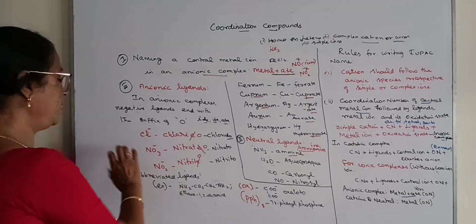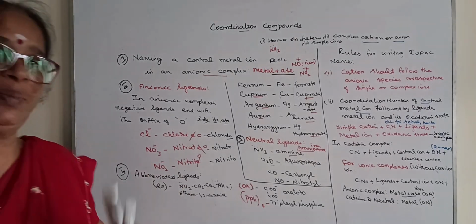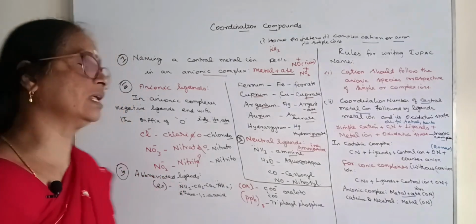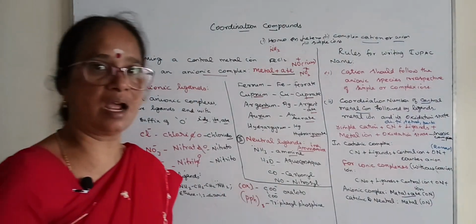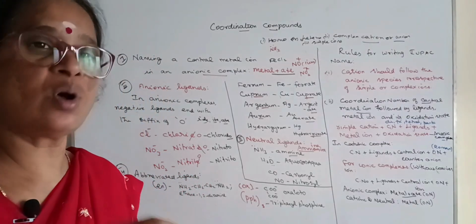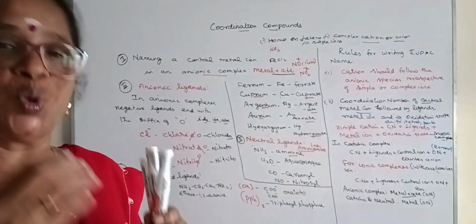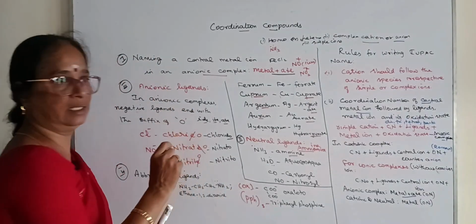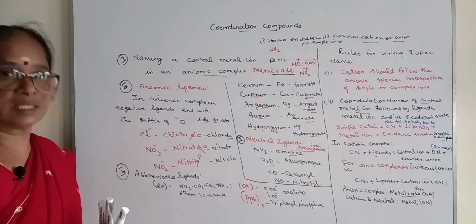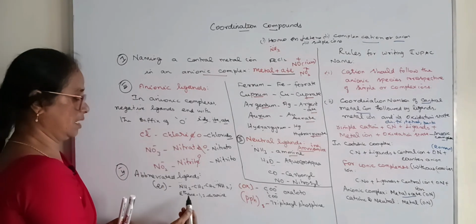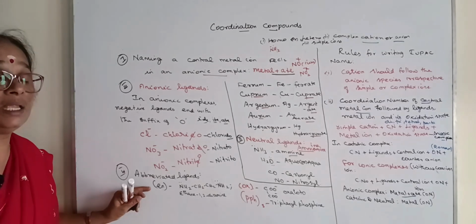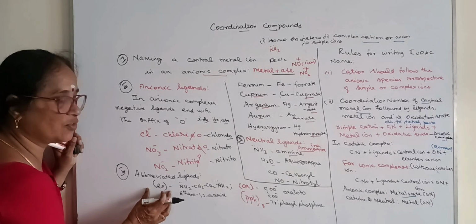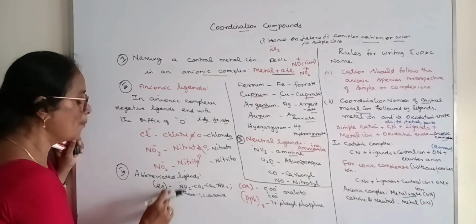Then abbreviated ligands. As I already told, writing such a big formula in a parenthesis is not possible. So IUPAC recommended using abbreviated terms for certain ligands alone. Such a ligand is ethane-1,2-diamine, which is represented as en. This abbreviated form should always be given in parenthesis.